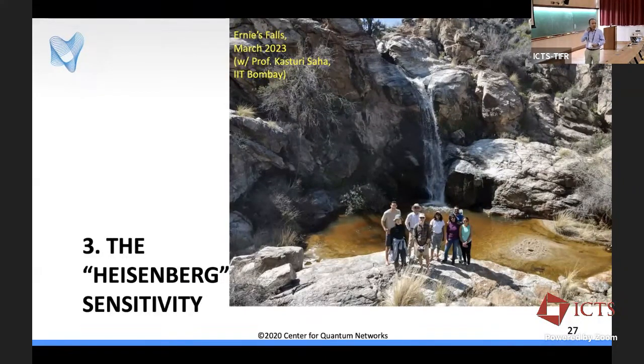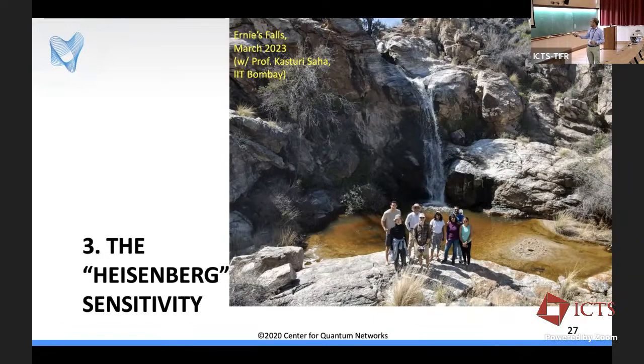Okay, so let's now do some examples on quantum metrology with the tools we have learned. So we'll be using the tools that I talked about and do some examples. You have seen some Heisenberg sensitivity examples in the previous lectures, but we'll now do some derivations.